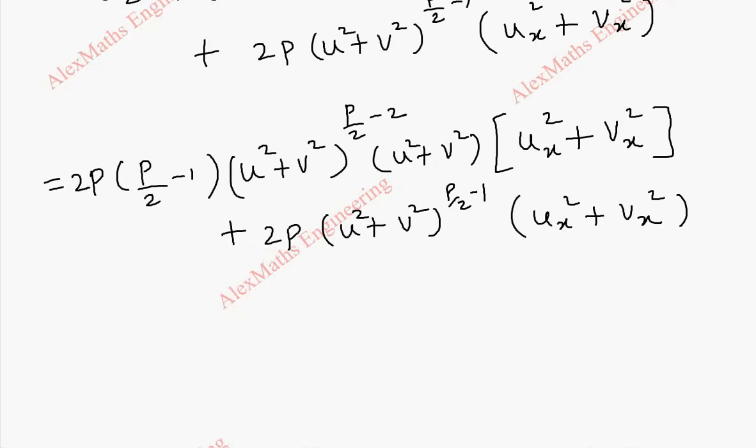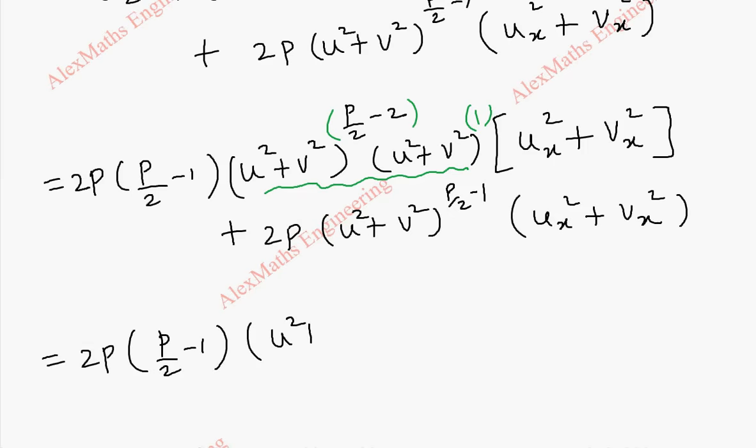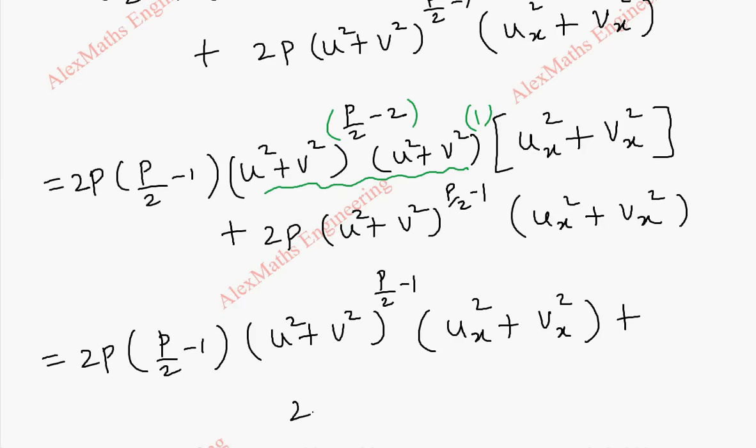Now when I combine these terms, this is power 1, so we have to add these powers, p by 2 minus 2 plus 1 is p by 2 minus 1. So let's write that: 2p into p by 2 minus 1, and now it is u square plus v square power p by 2 minus 1 and ux square plus vx square, plus 2p into u square plus v square power p by 2 minus 1 ux square plus vx square.